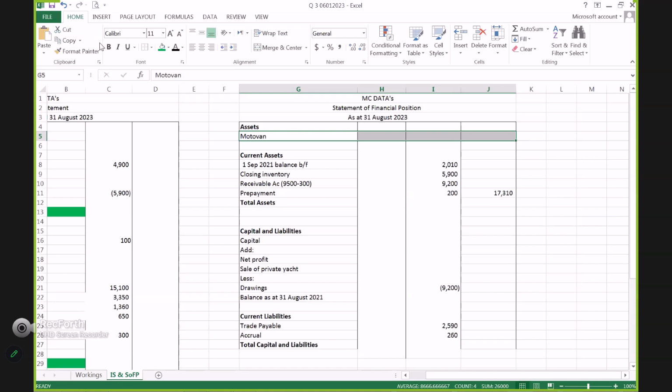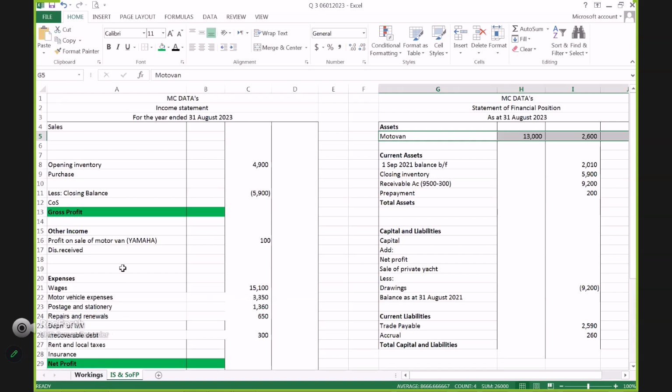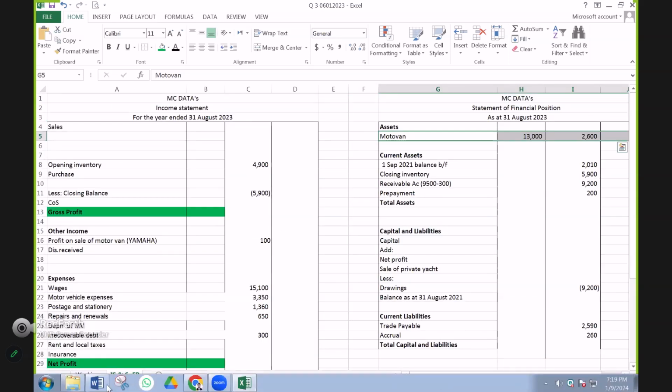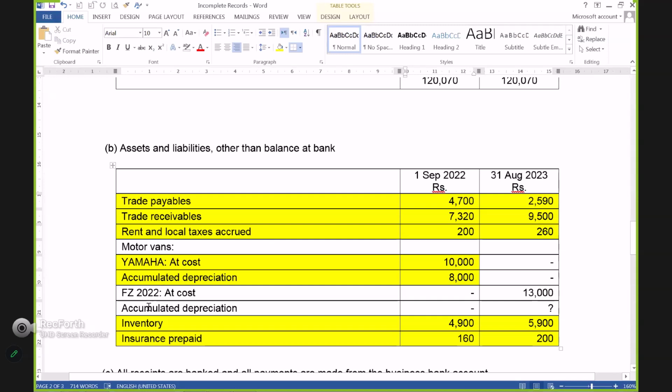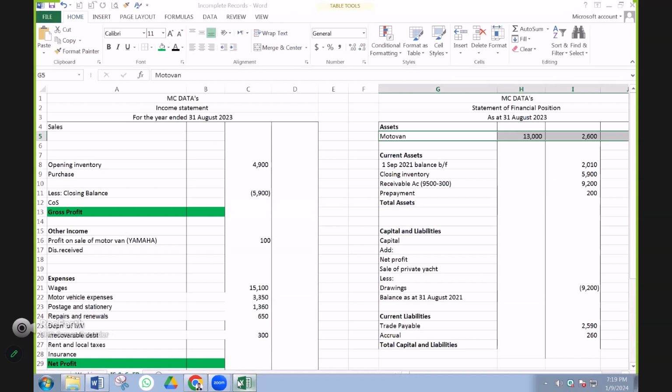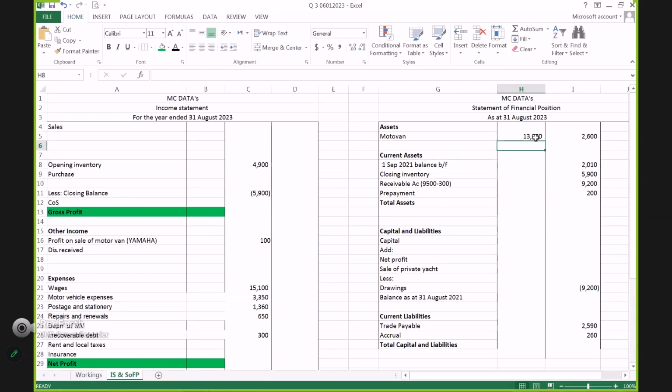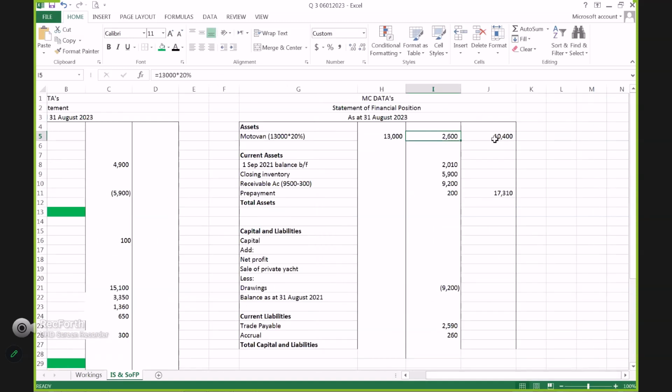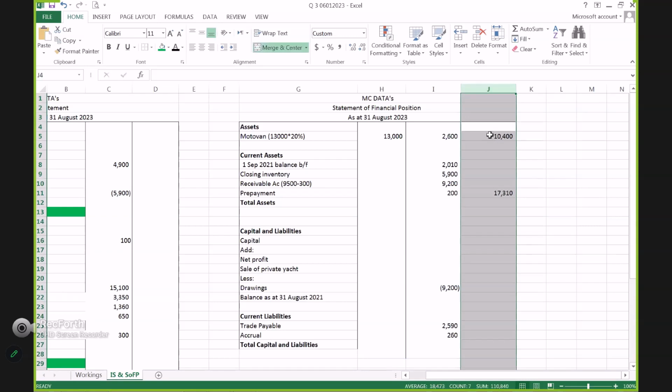Here you can see the new motor van. The new motor van was purchased at a cost of 13,000. In the statement of financial position, the motor van is 13,000, depreciated by 20 percent, which is 2,600 depreciation for the year. Therefore, the net amount is 10,400.